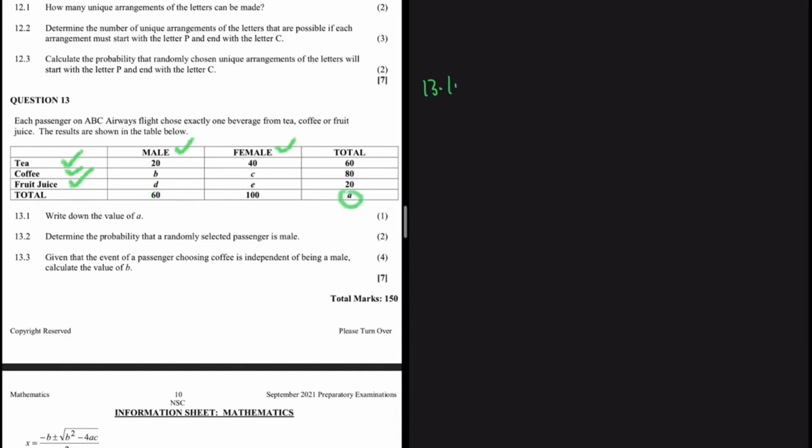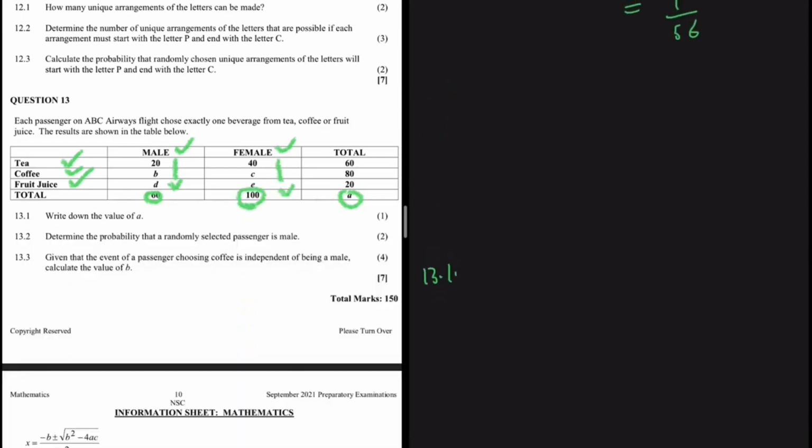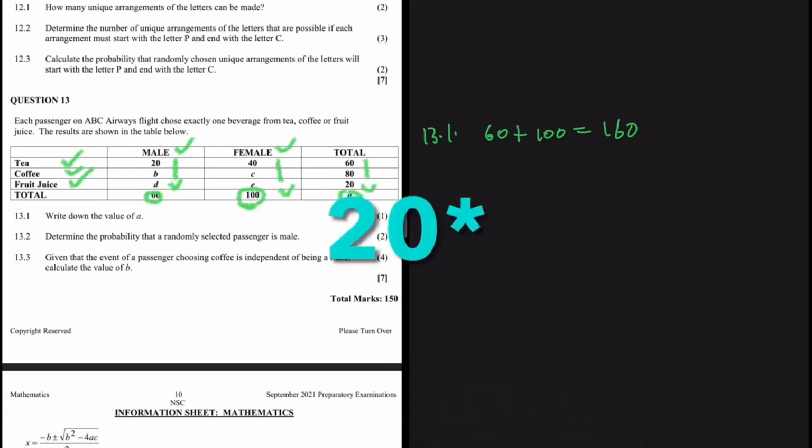We can see here that 60 is the total number of males. And then 100 is the total number of females. And then A is the total number of males and females. So we say 60 plus 100, which is equal to 160. Or you can add these columns going down. You're going to have 60 plus 80 plus 120, which is also equal to 160.